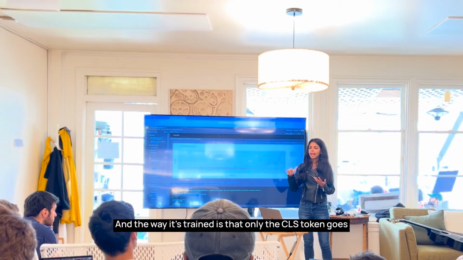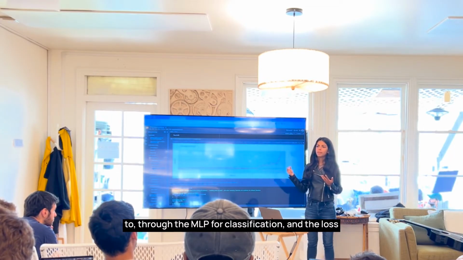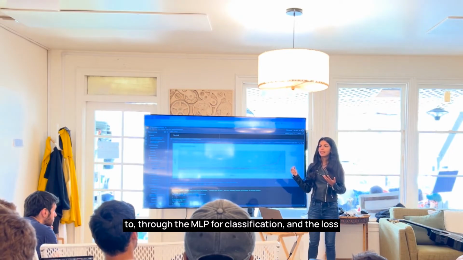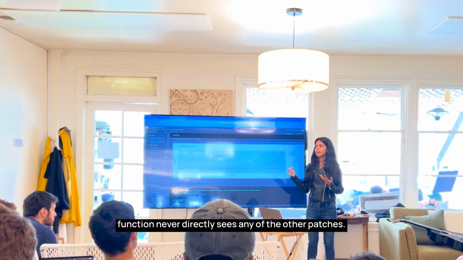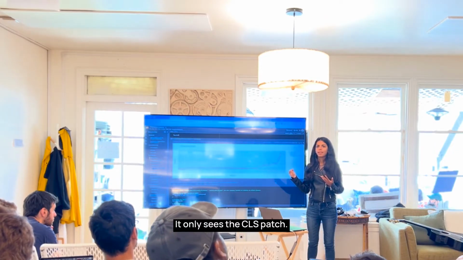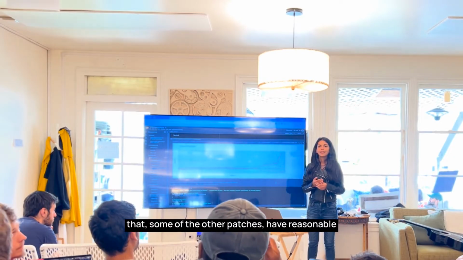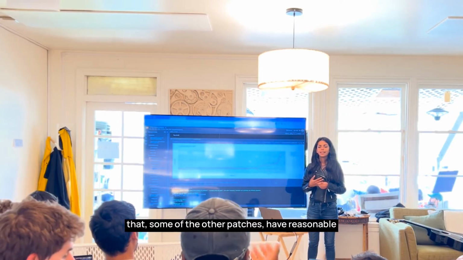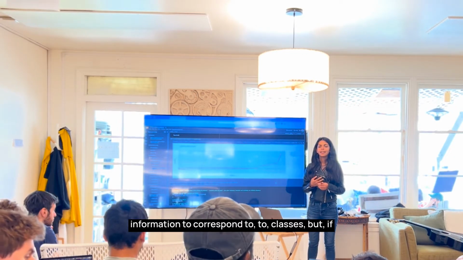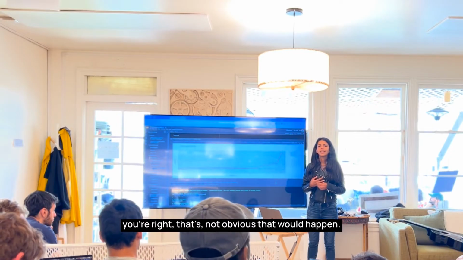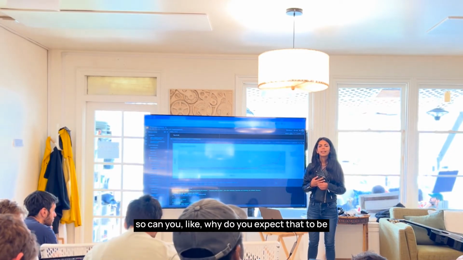1,000-way classification. The way it's trained is that only the CLS token goes through the MLP for classification, and the loss function never directly sees any of the other patches. It only sees the CLS patch. So empirically it seems you do find that some of the other patches have reasonable information corresponding to classes, but a priori it's not obvious how that happens. Why do you expect that to be the case?